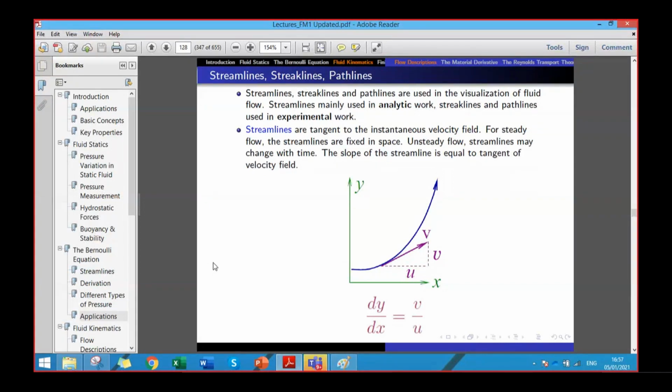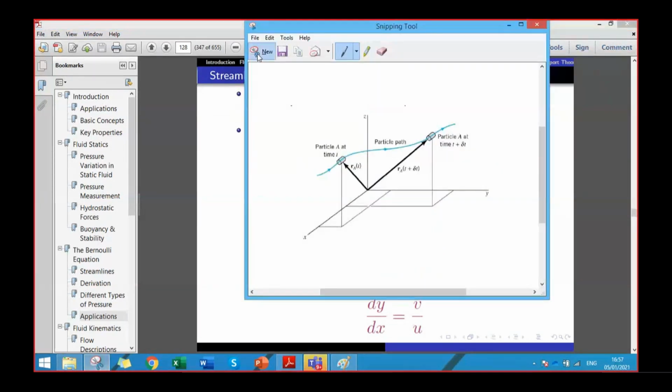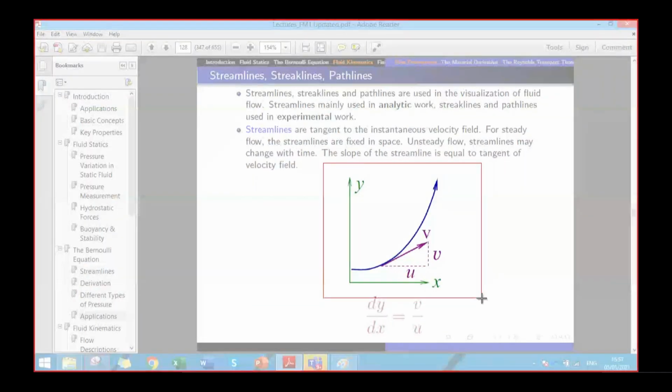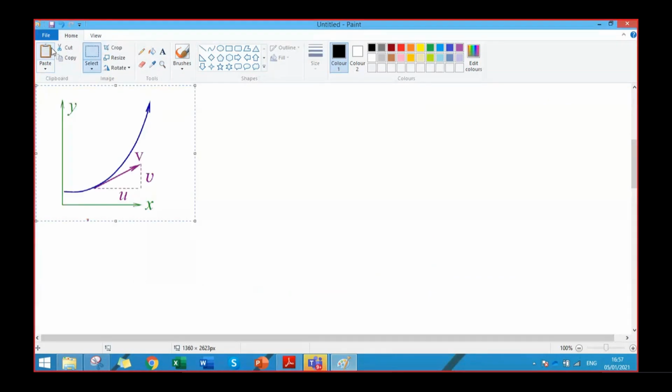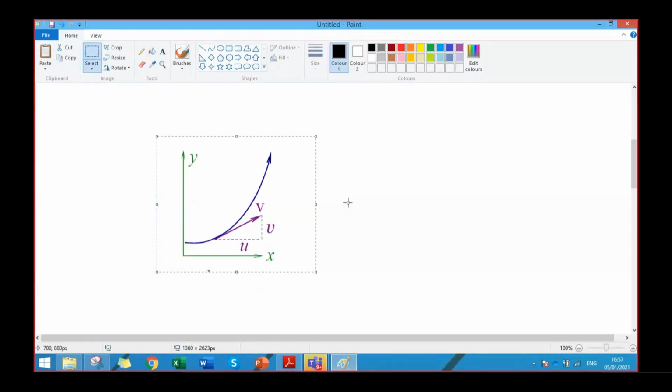Let's say there is a velocity field, and it's a two-dimensional velocity field. Let me explain. So this is a two-dimensional flow. This dark blue line is representing your streamline. And we know that velocity is always tangent to the streamline, right? So this purple line is representing your velocity field, and it is tangent to the streamline.